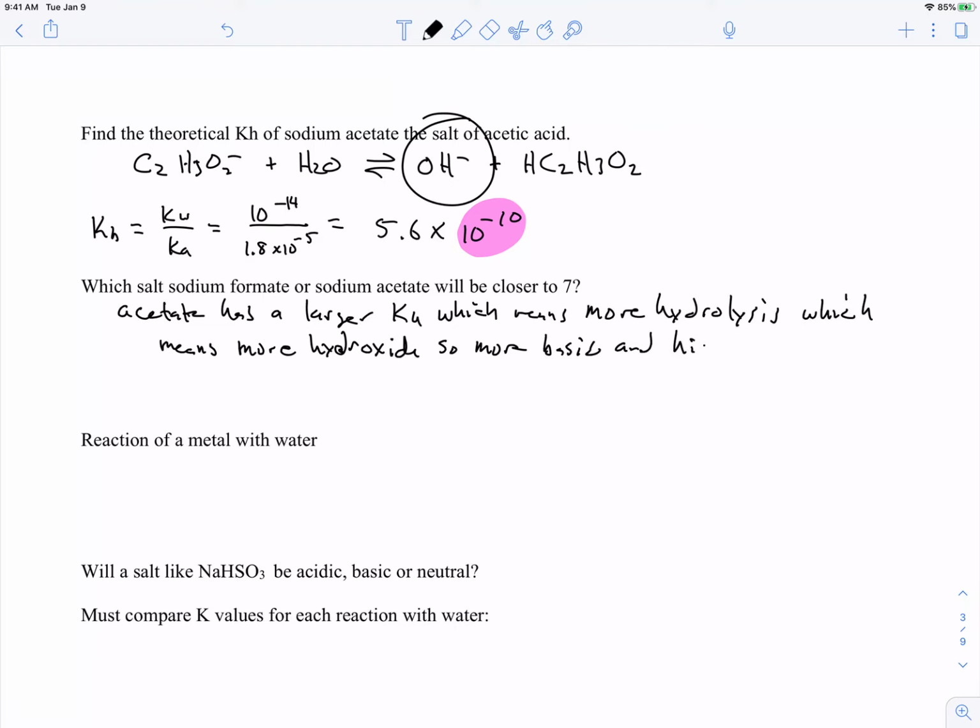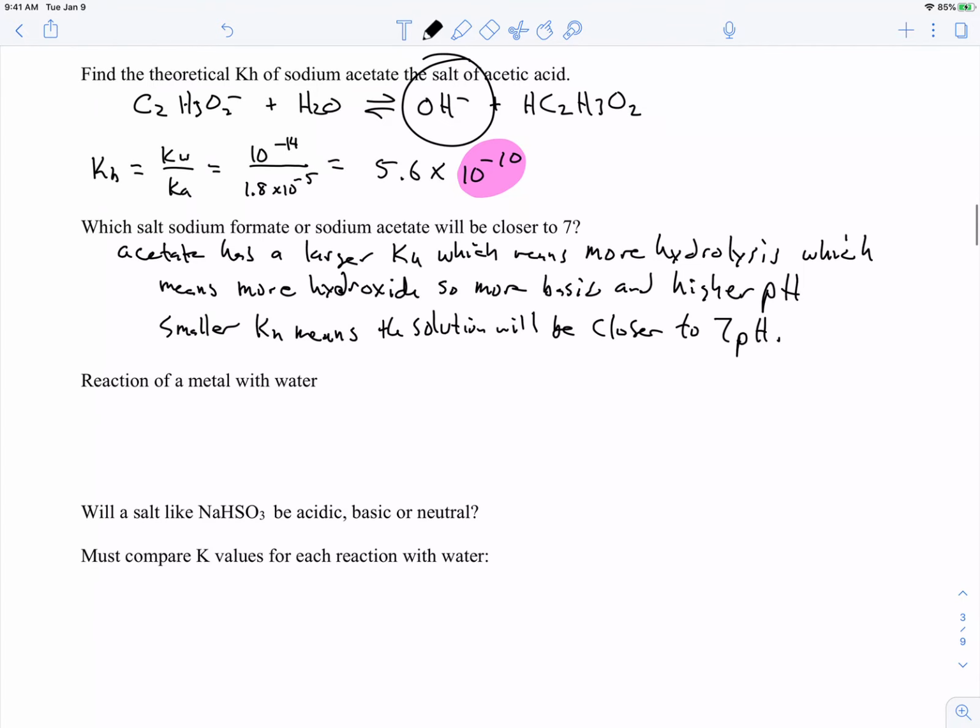And higher pH. So smaller hydrolysis constant means less hydroxide, means the solution will be closer to neutral, to pH 7. Okay, so we need to learn how to interpret these numbers. What do those constants actually mean?